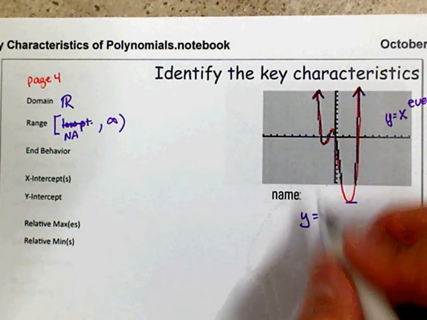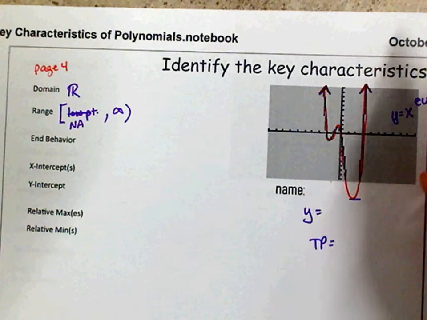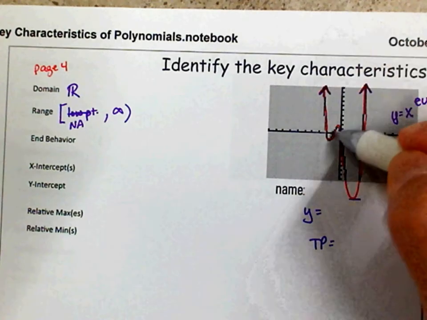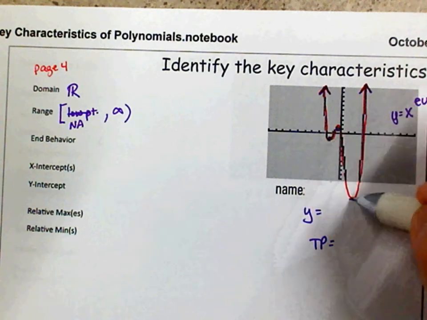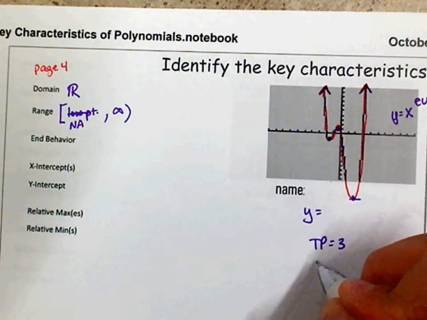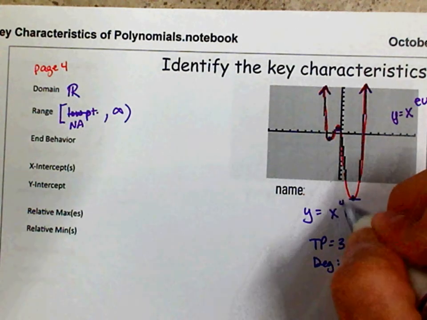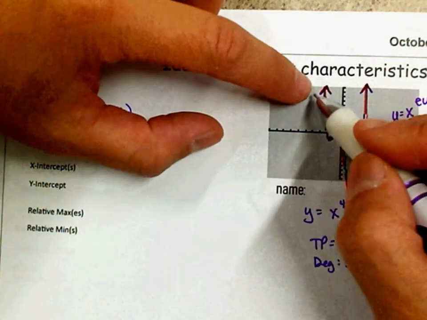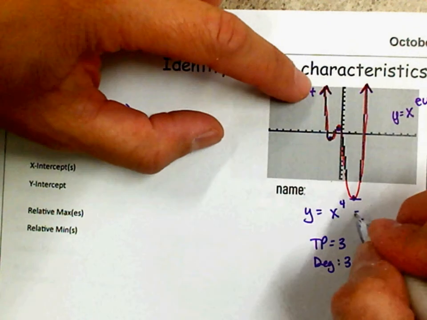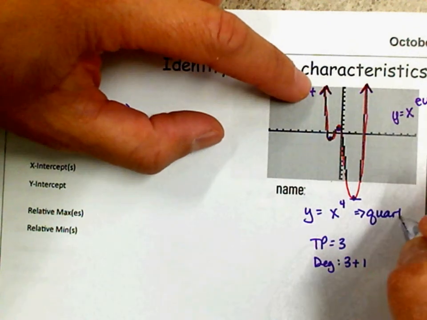All right, turning points. Let's go ahead and talk about this. Let's name it first. 1, 2, 3, okay? So your degree is going to be 3 plus 1. So this is x to the 4th power. Do you see how it's starting up in the positive? So this right here is called a quartic. Okay, x to the 4th.